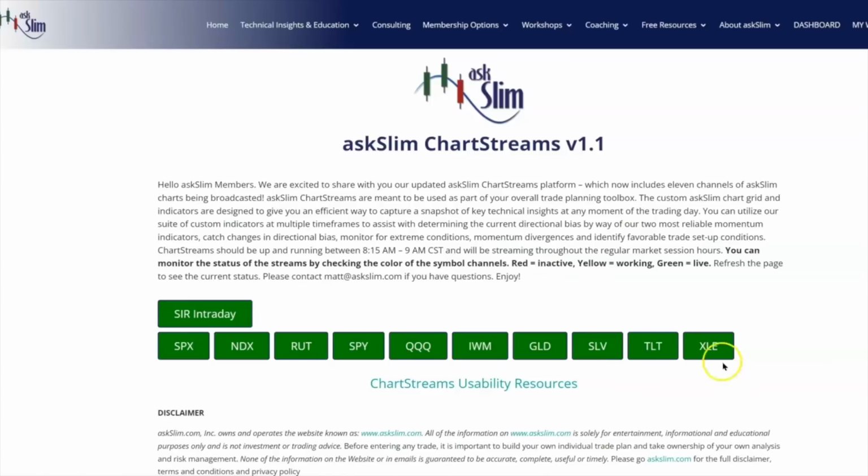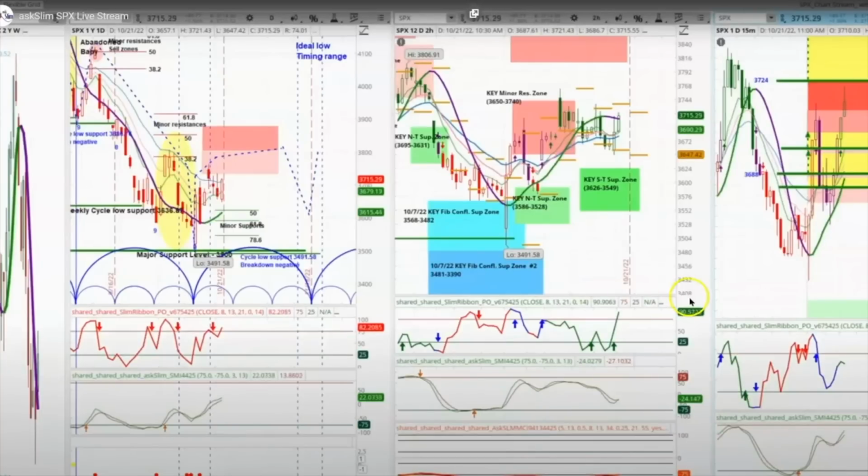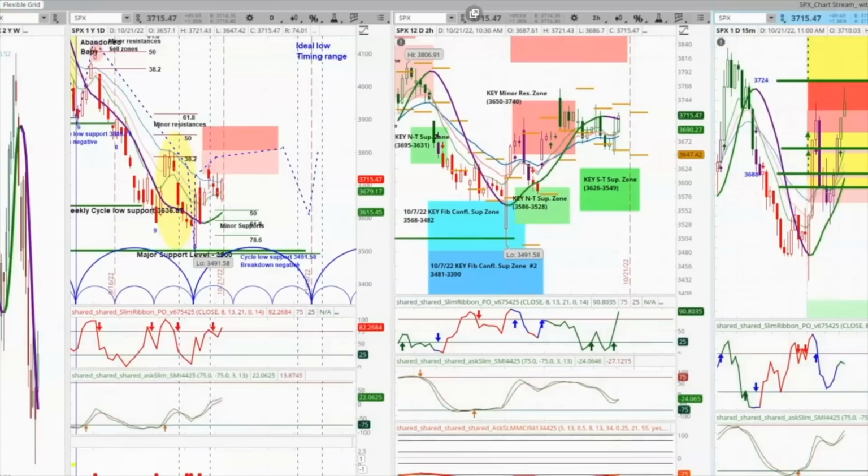For level 2 members, which is included in our special that we're running right now, you get the SIR intraday and you get this S&P 500 multiple time frame analysis. So what I'm doing is hitting that and blowing it up, and now this is live. As you could see right here, I'm just clicking that and going live. And this is us broadcasting right now with our proprietary indicators in there.